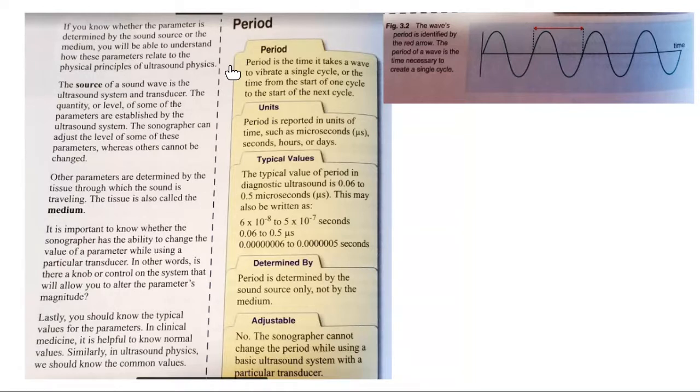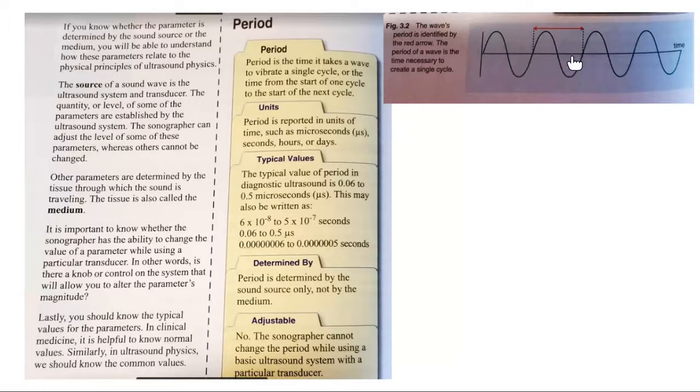Okay, so anyway, the period. You remember that period was time. So period is the time it takes a wave to vibrate a single cycle. That's time per cycle. That's the time from the start of one cycle to the start of the next cycle. Linda's showing you over there, so the wave's period is identified by the red arrow.